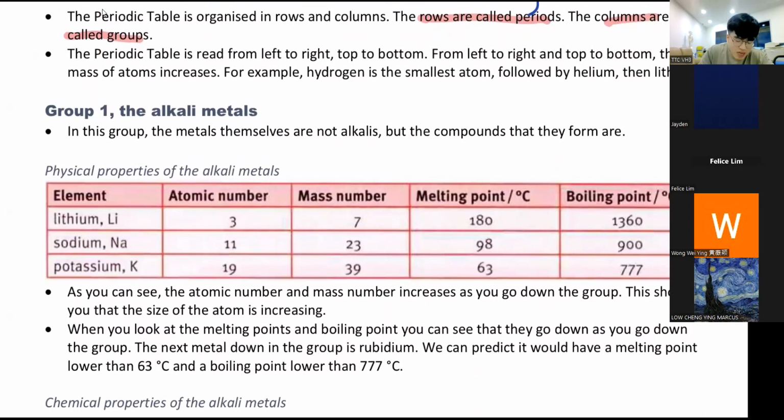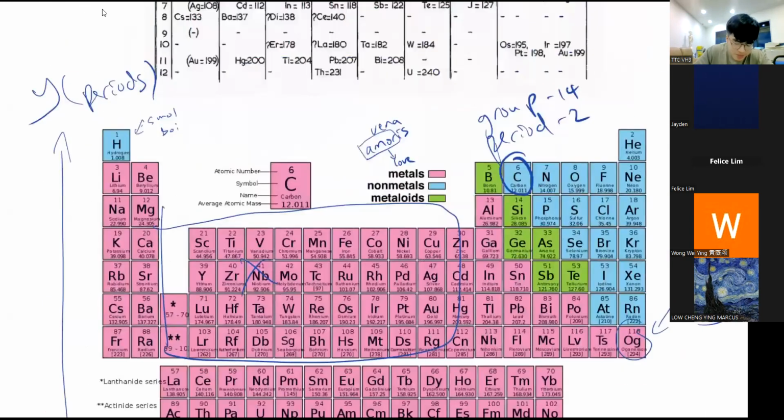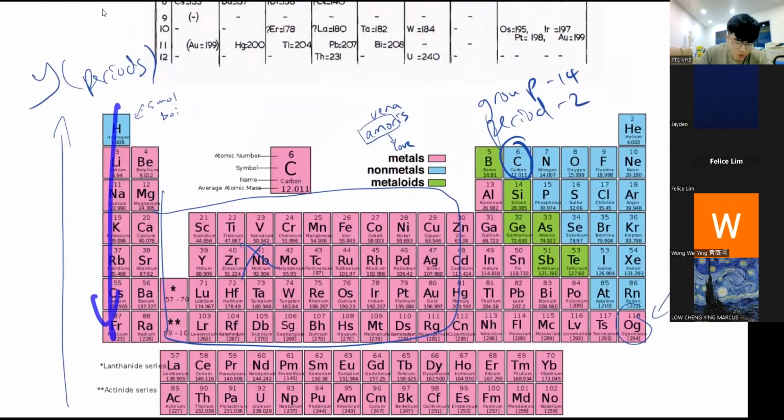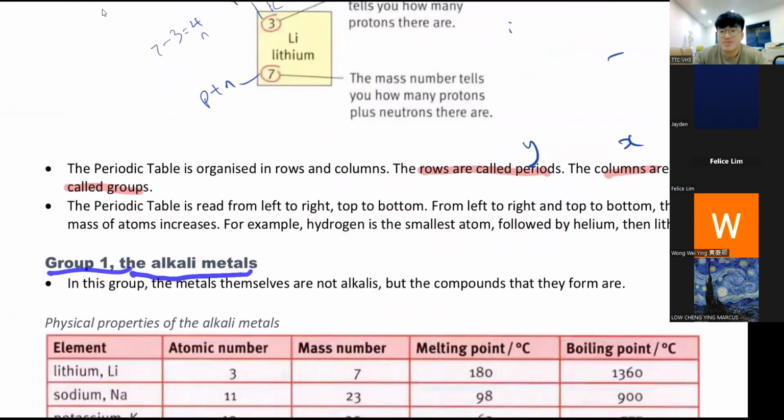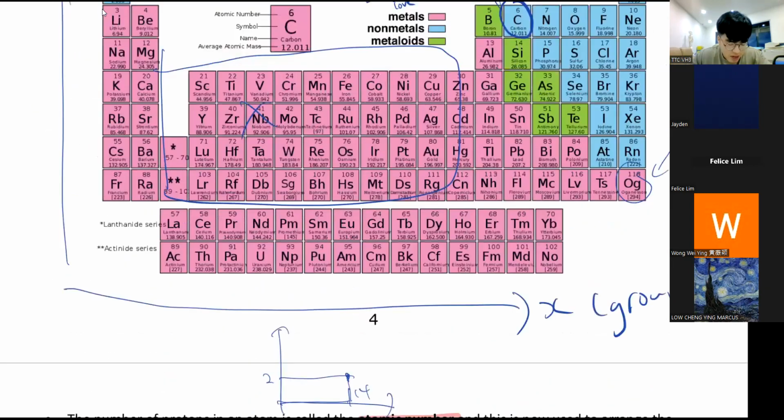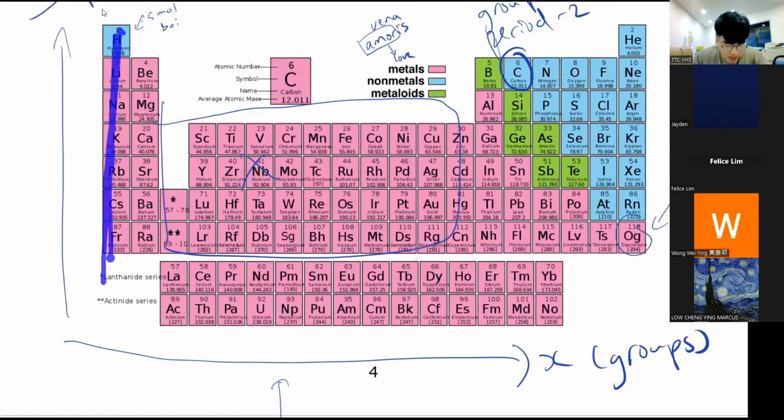So let's talk about group 1. This is your group 1. We just ignore the hydrogen because we call them alkali metals. I think some of you learned this already. So this is your alkali metal. Your alkali metals are over here. These are your alkali metals.